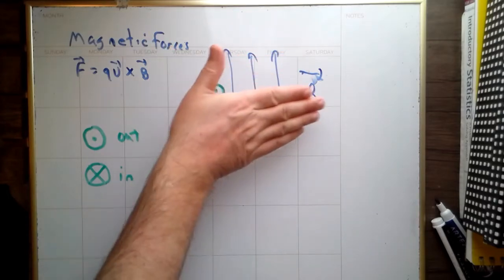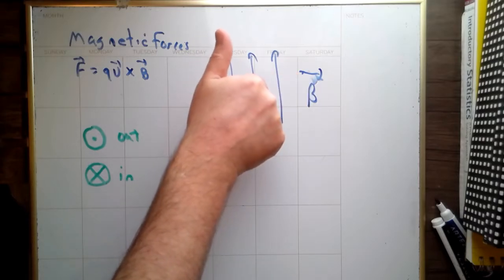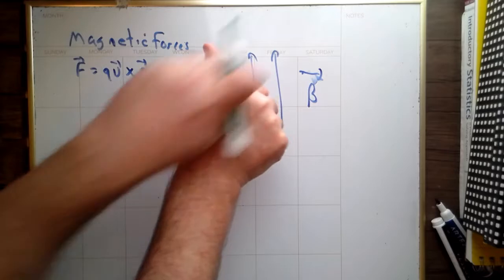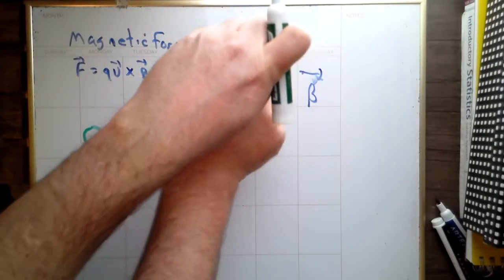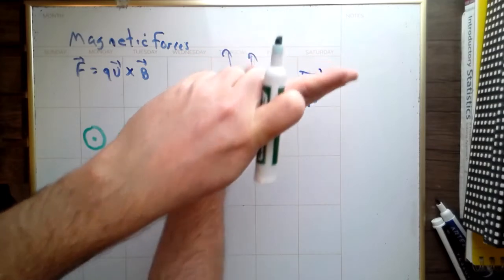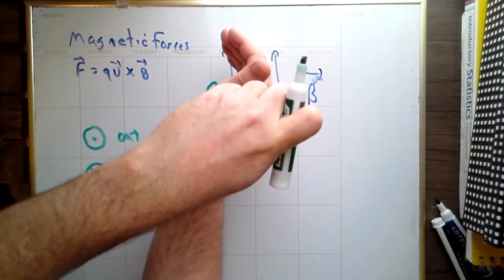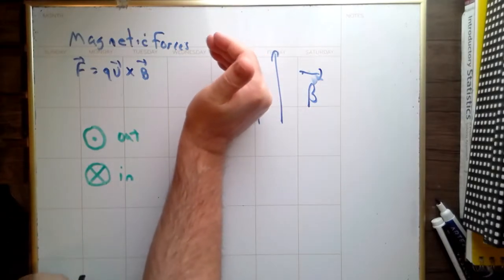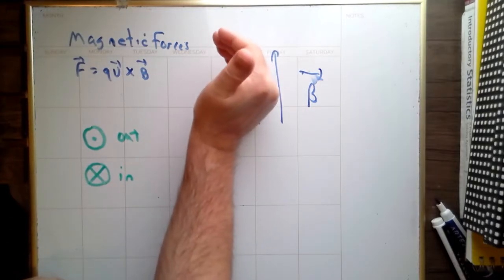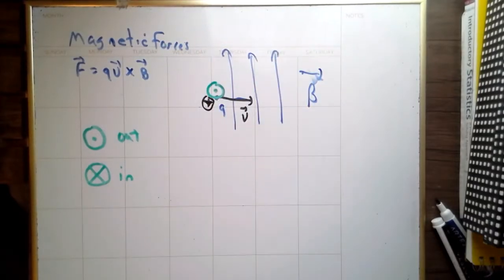What if I have my hand like this? V, I curl it. I'm not curling toward B. B is pointing that way. My fingers are curling down into the board. V, curl my fingers. Oh, toward B. That worked. So I must have my hand in the right orientation. Then my thumb points in the direction of F. Okay, let's do a bunch of examples like this.